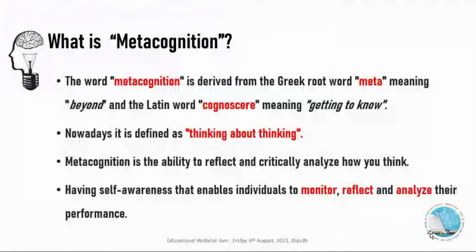But here I would like to make it clear that critical thinking is just one small part of metacognition. Critical thinking is not metacognition. Sometimes these two terms are confused or used interchangeably, but they're not. We'll see later how. So what is it? Having self-awareness that enables individuals to monitor, reflect, and analyze their own performance, their own thinking, that is metacognition.